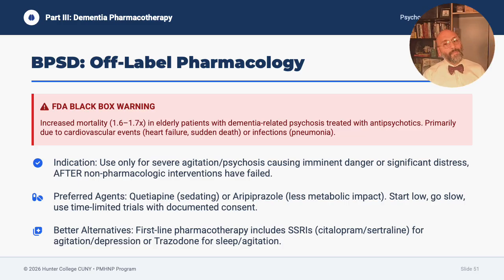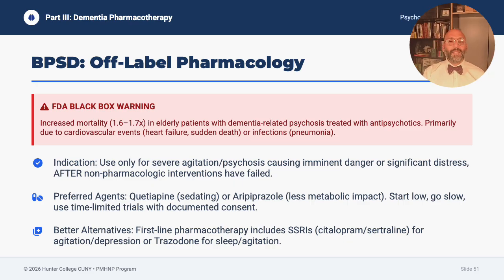And it should be a time-limited trial with clear documentation and informed consent to that black box warning and ongoing risk-benefit. Sometimes this is required for the patient to even allow care. So that's another consideration. There are often safer first-line options to consider. SSRIs, such as citalopram, sertraline, are commonly used for agitation, depression, or anxiety. If sleep is the primary driver, trazodone is frequently helpful. Also, breaking the dose into smaller increments and using it during the day can be something to consider.